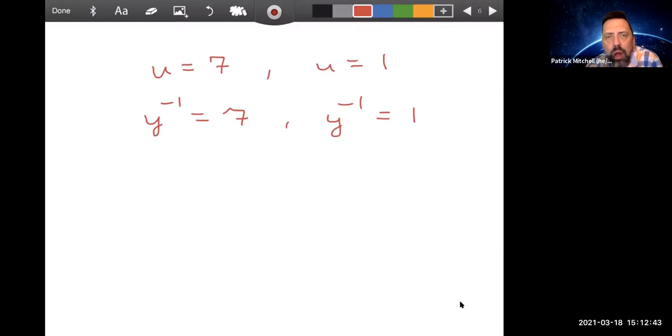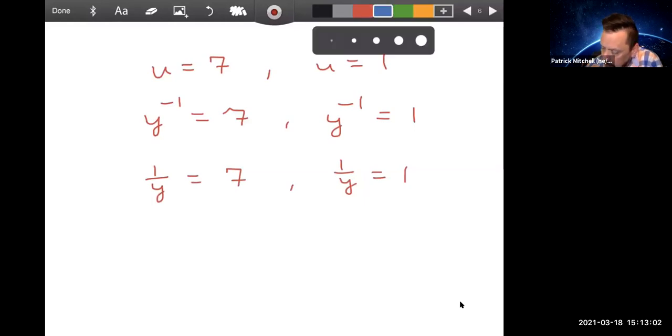Y to the negative 1 means the reciprocal of y, right? So this is 1 over y equals 7. 1 over y equals 1. All right, so those are a couple of really simple rational equations.